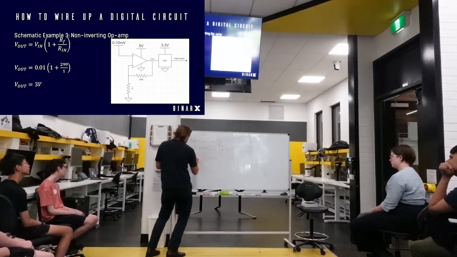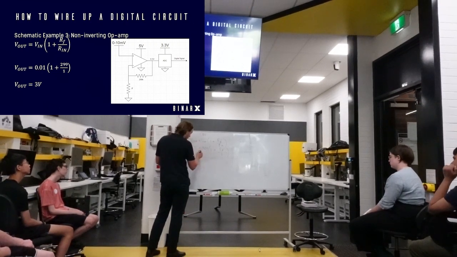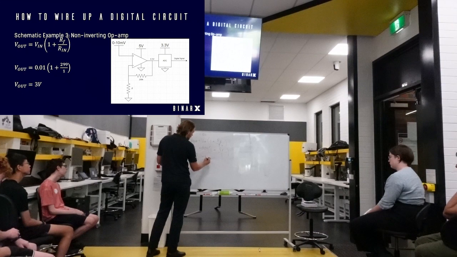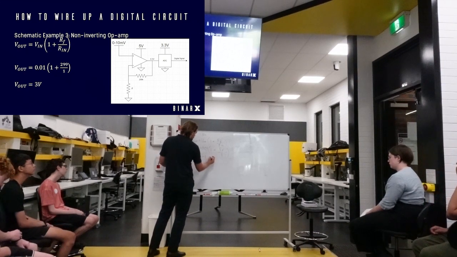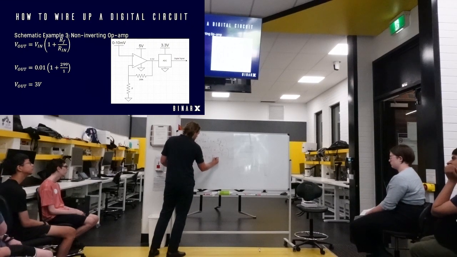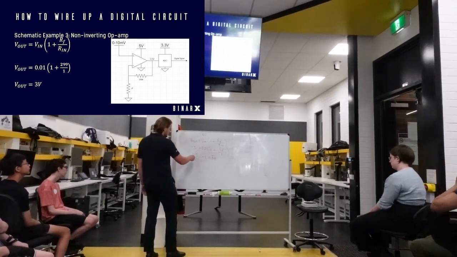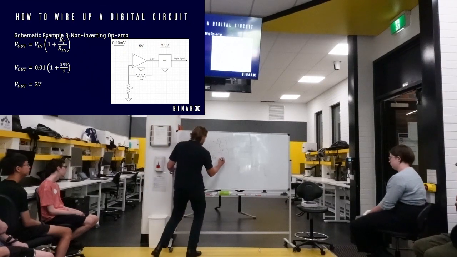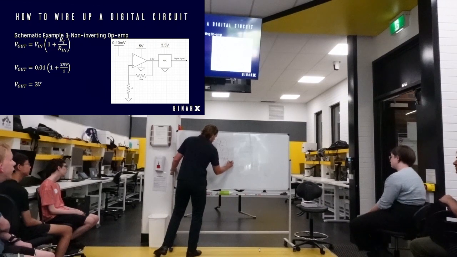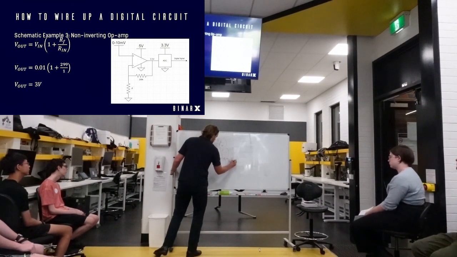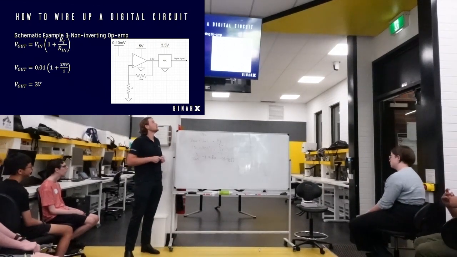So rearranging this, 1.5 divided by 0.01 minus 1 is equal to RF. Yeah, so calculate that for me. 150 minus 1, so RF is equal to 149 kiloohms.